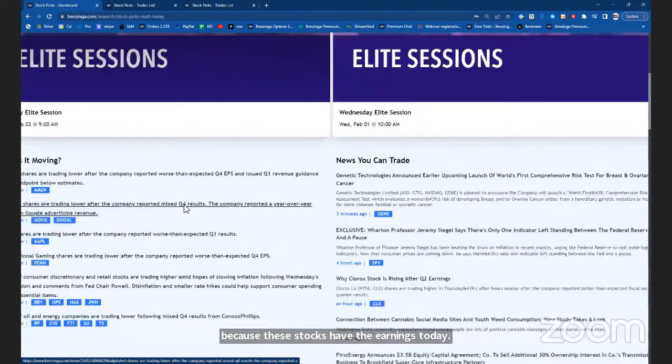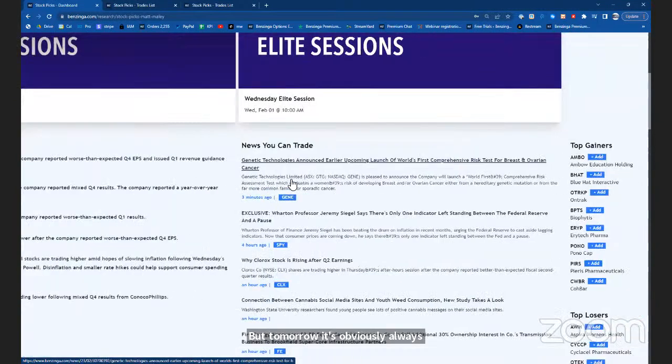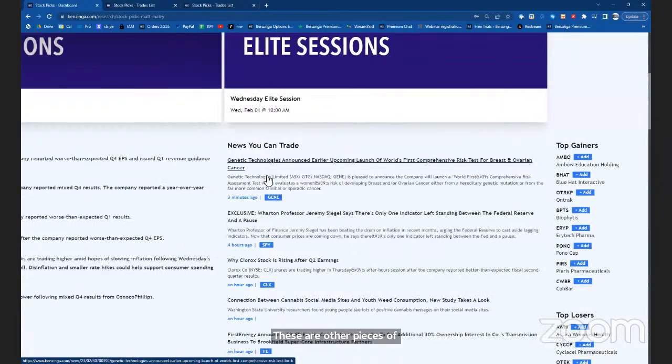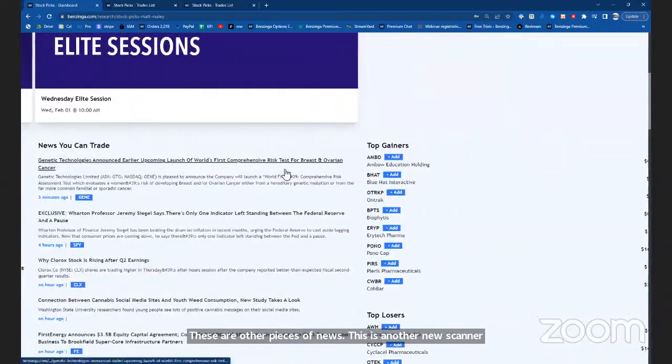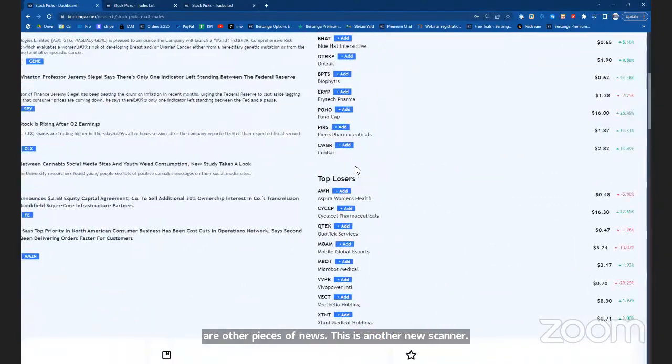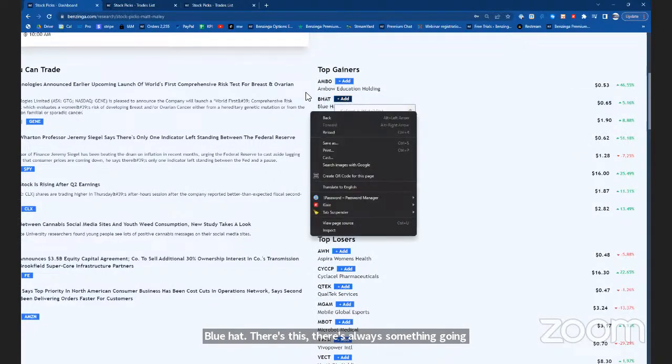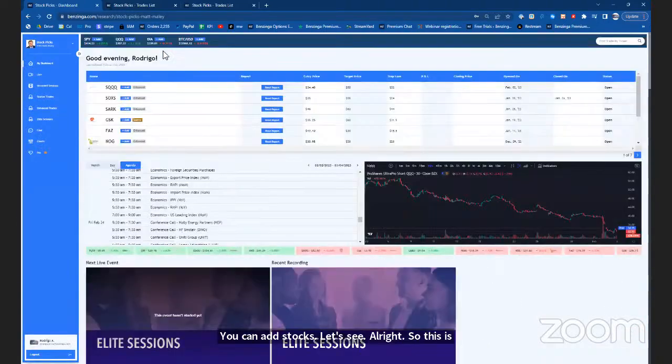These stocks had the earnings today, but tomorrow it's constantly changing. This is included in what you're getting here today. These are other pieces of news. This is another news scanner. It's already filtered for you, just like this one's already filtered for you. You do have top gainers, top losers, if you like to get a sense of what's happening out there. There's always something going on with this. You can add stocks here.